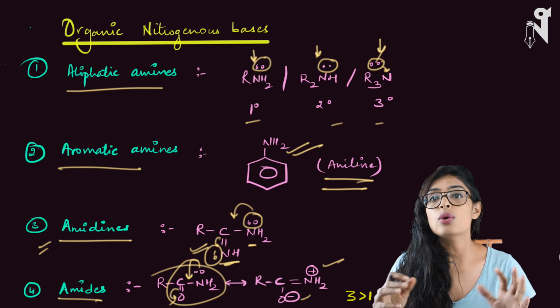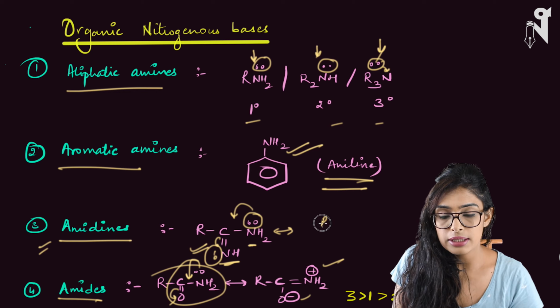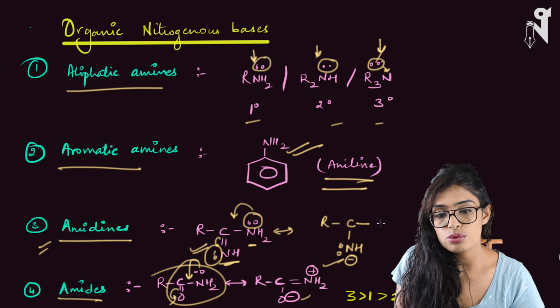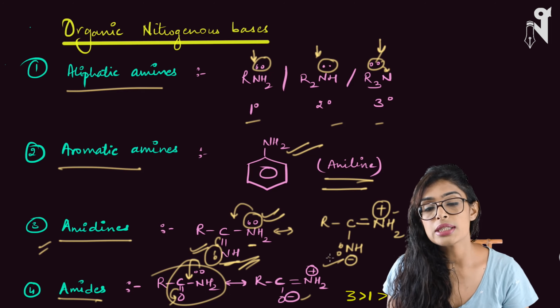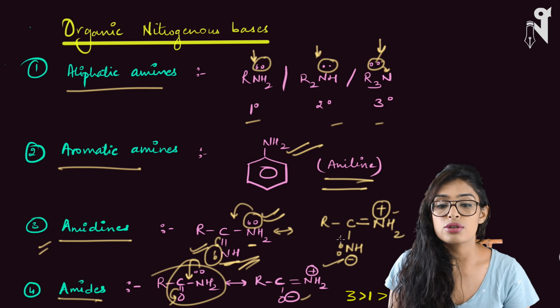Let's see how resonance will happen over here. It will form R-C single bond NH with a negative charge and a pair of electrons, and then the double bond here, nitrogen and H2 with a positive charge. So this pair of electrons is participating in resonance, and hence that nitrogen becomes positively charged. But on this nitrogen, there is a negative charge as well as the pair of electrons which is localized here. It is not participating in the resonance. So this nitrogen is very, very electron dense.